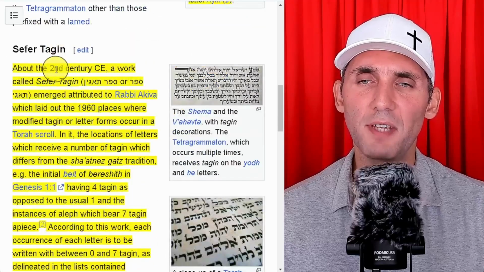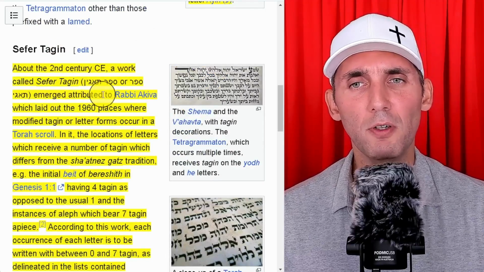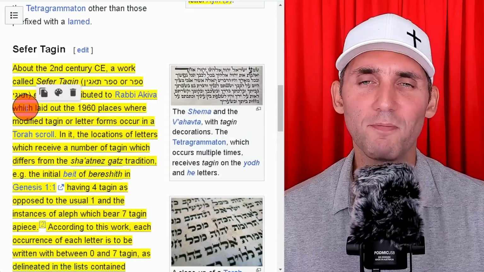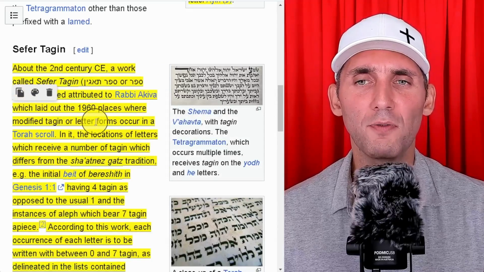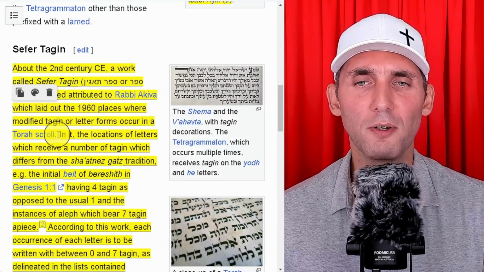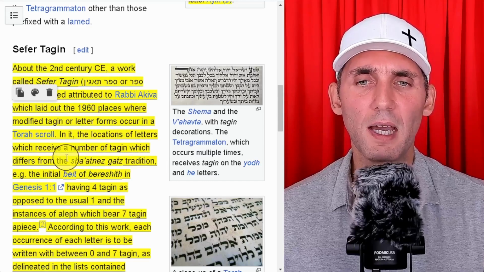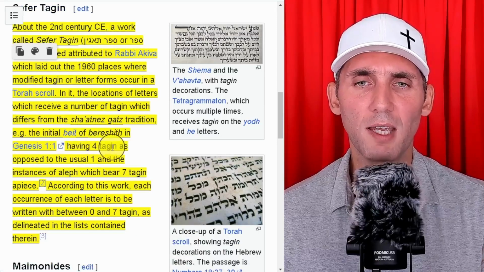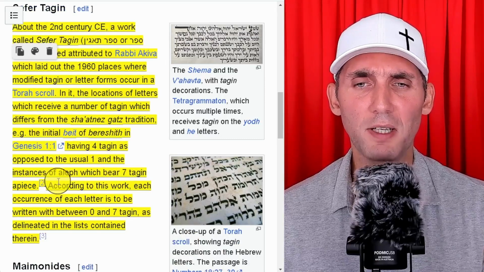Sefer Tagin. About the 2nd century CE, a work called Sefer Tagin emerged, attributed to none other than Rabbi Akiva. Are you starting to see a common thread? It laid out the 960 places where modified tagin or letter forms occur in a Torah scroll. In it, the locations of letters which received a number of tagin differ from the usual tradition, i.e. the initial Beit of Bereshit in Genesis 1 having 4 tagin as opposed to the usual 1, and the instances of the Aleph, which bear 7 tagin apiece.